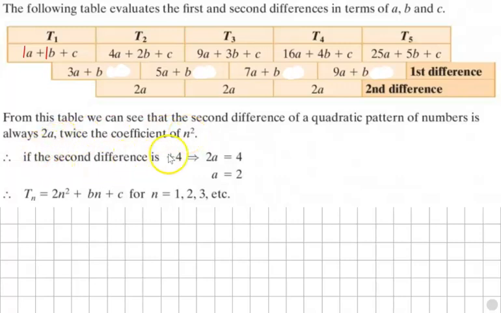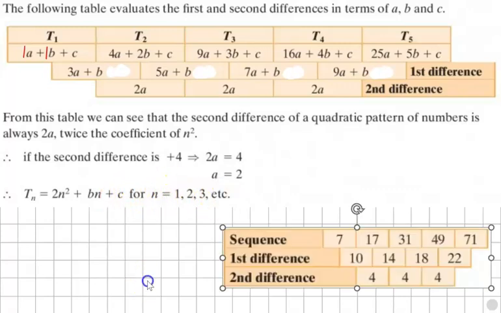Therefore, if the second difference is 4, then 2a is equal to 4, and half of 4 is 2. So the a term would be equal to 2. So therefore, Tn would be equal to 2n squared. So the a is 2: 2n squared plus bn plus c, for n values equaling 1, 2, 3.